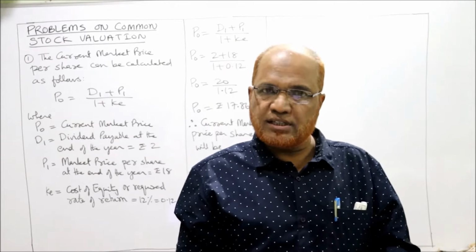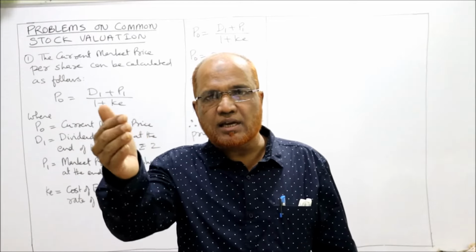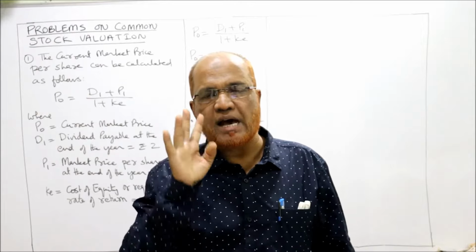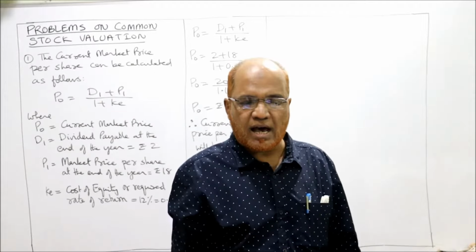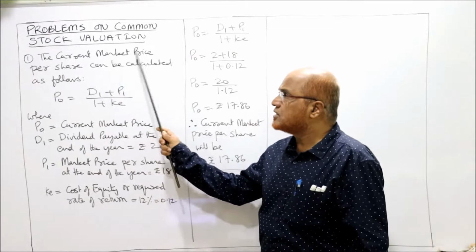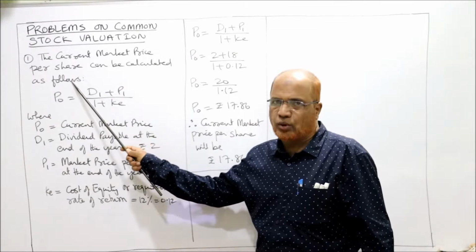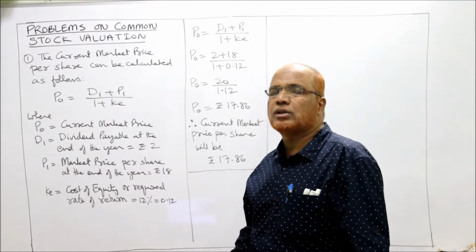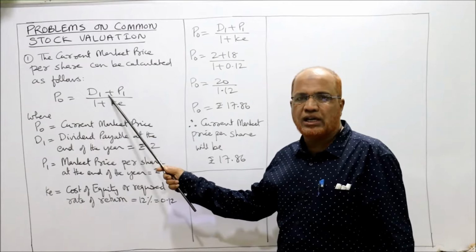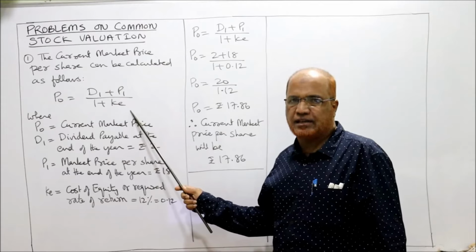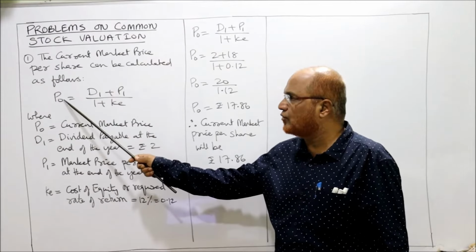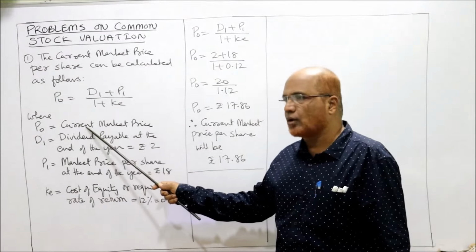अब required rate of return दे दिया 12%, तो 12% से cash flow को discount करेंगे. What are the cash flows? We are going to get 2 rupees as dividend and 18 rupees as the market price. So here you can see the current market price per share can be calculated as follows. This is the formula to find out the current market price, the current expected value. So P0 is equal to D1 plus P1 divided by 1 plus Ke. Where P0 stands for current market price, this is what we have to find out.